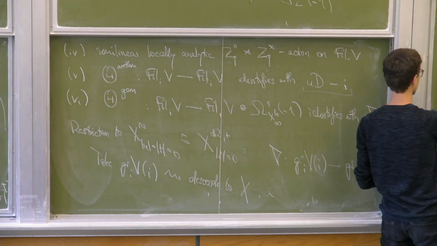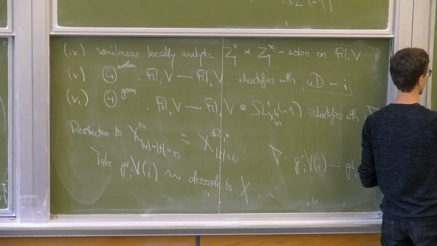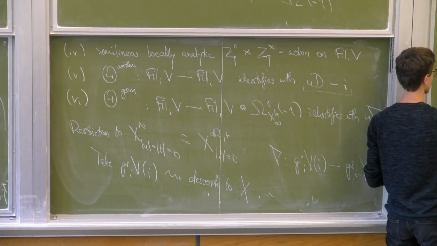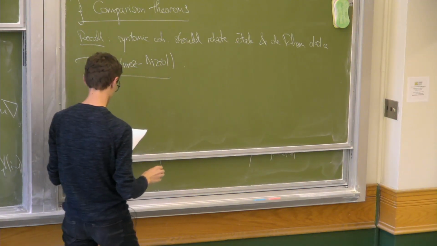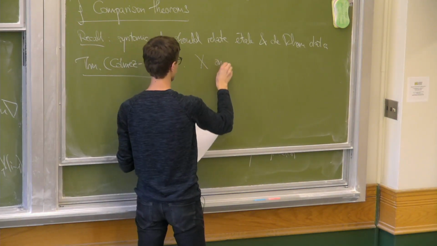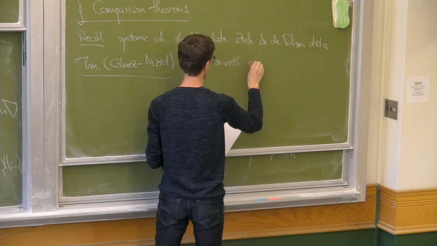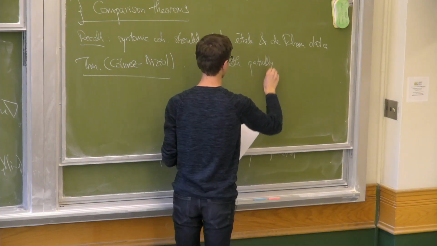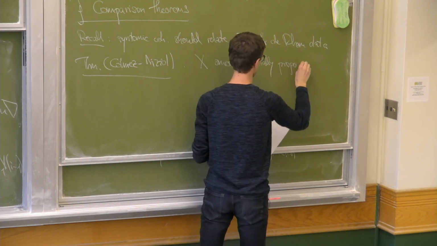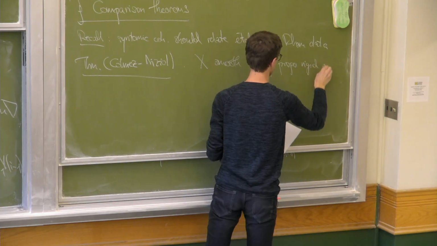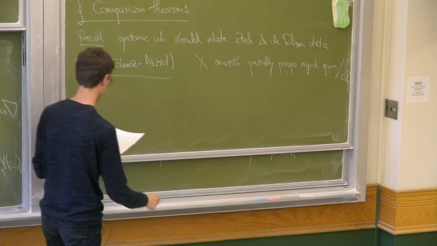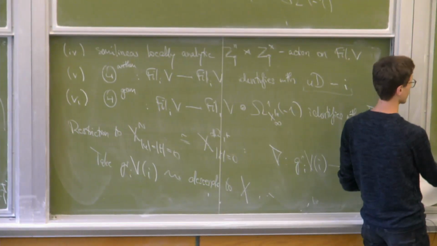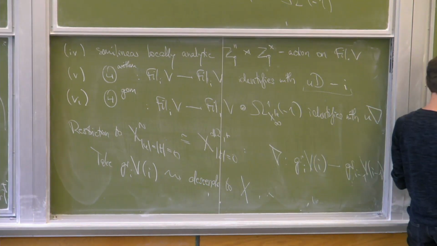And so you have the following theorem of Colmez-Nizioł. Let's say X is a smooth, partially proper rigid space over Q_p. And then they tell you two comparison isomorphisms.